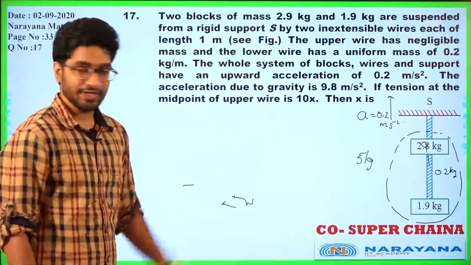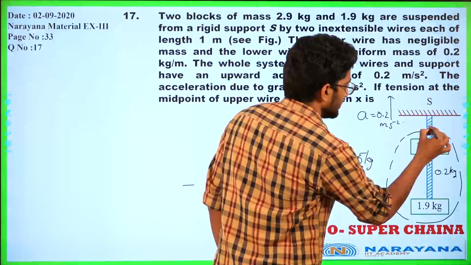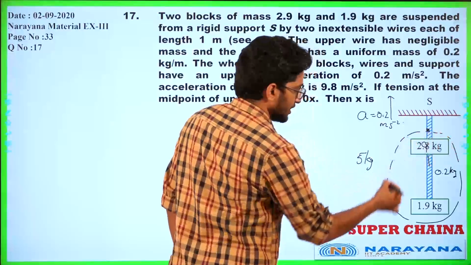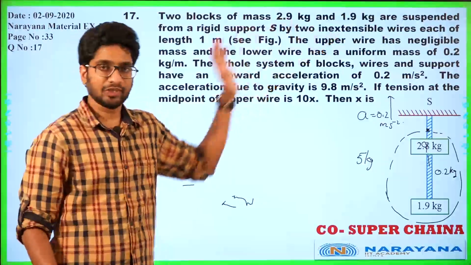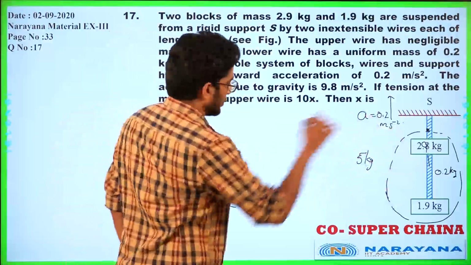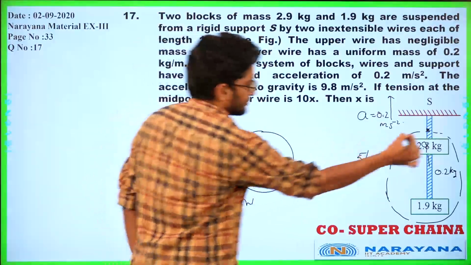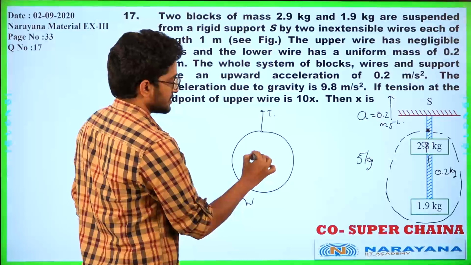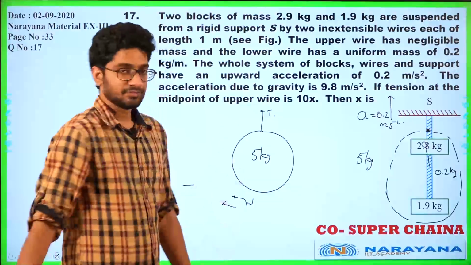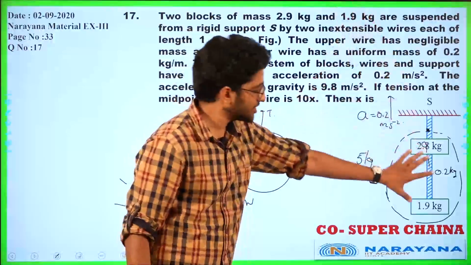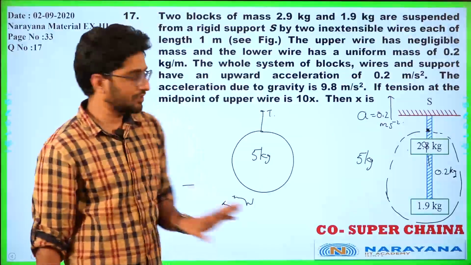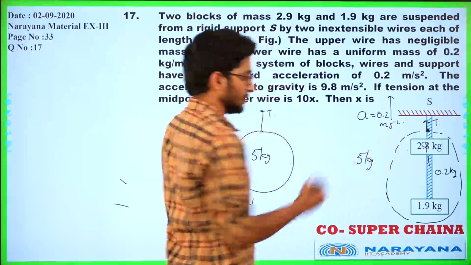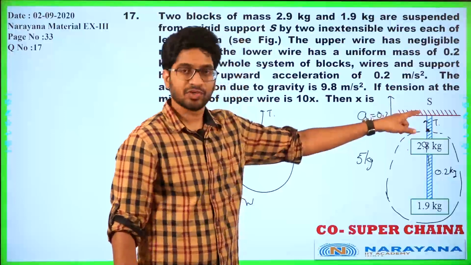We need the tension at the midpoint of the upper wire. If I need the tension here, I take the free body diagram of the remaining part, because everything is moving together as a single object. So if I take this whole system, here at this point I need the tension, and within this system there is 5 kgs mass, block plus wire, everything moving upwards as a single object. There is a tension T acting here at the midpoint, and the upper wire is massless, so everywhere the tension is the same T.